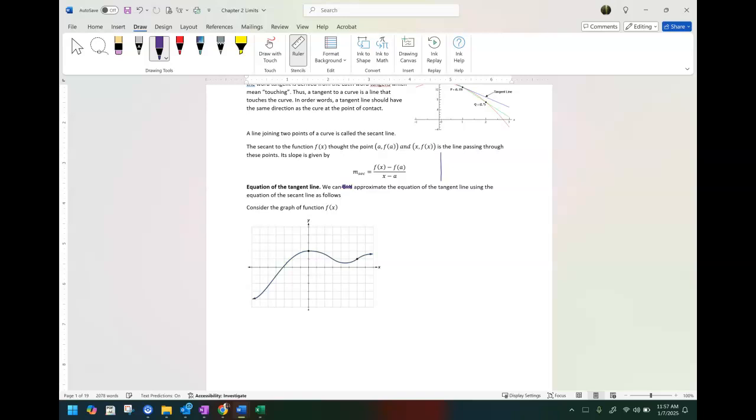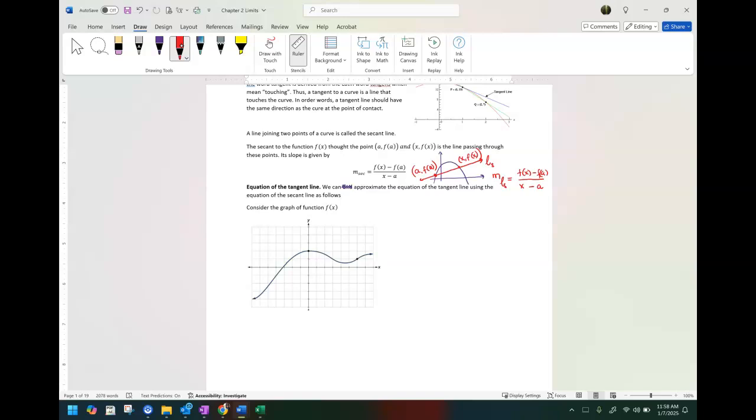So what does that look like on a graph? Here we are given a graph and the secant line passing through 2 points, (a, f of a) and (x, f of x). Then the slope of the secant line, let's call that LS, is equal to f of x minus f of a divided by x minus a.